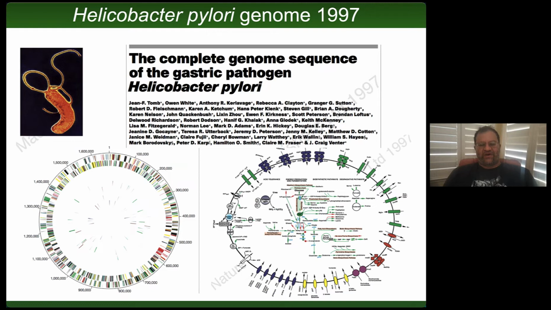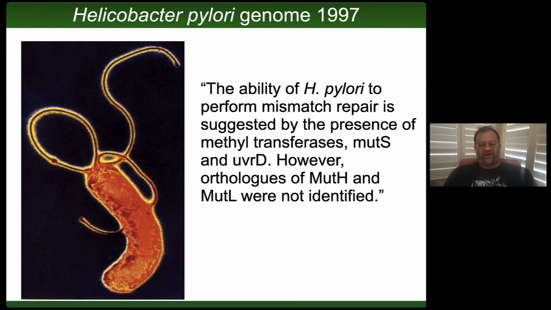When I was a graduate student back in 1997, TIGR, the Institute for Genomic Research, published a paper on the complete genome of Helicobacter pylori, the causative agent of stomach ulcers. And I noticed this really interesting line in the paper that said the ability of Helicobacter pylori to perform mismatch repair is suggested by the presence of these methyltransferases, MutS, and UvrD. However, orthologs of MutH and MutL were not identified.